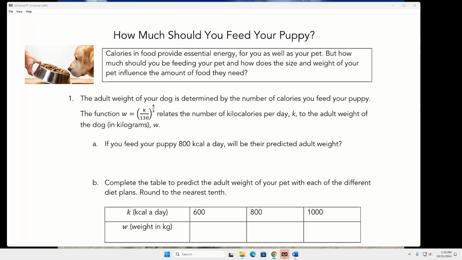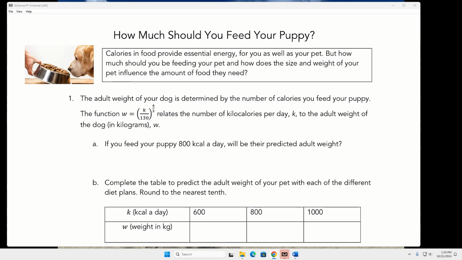All right, so depending on how big your dog is going to get as a full-grown dog, that affects how much you feed your dog as a puppy. And so if this is how much you feed your dog, this is how much the dog will weigh as an adult.